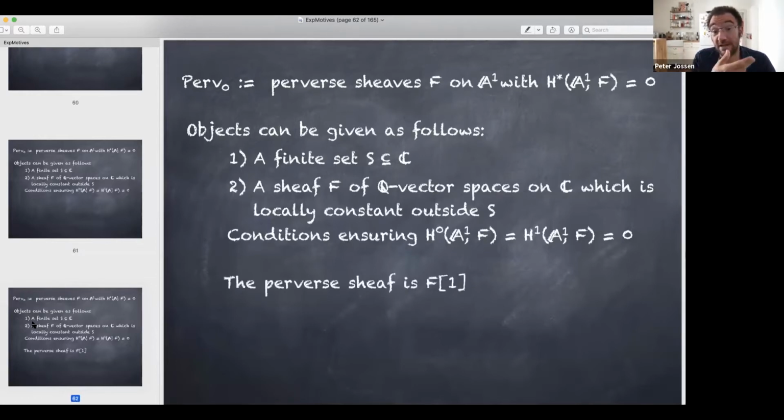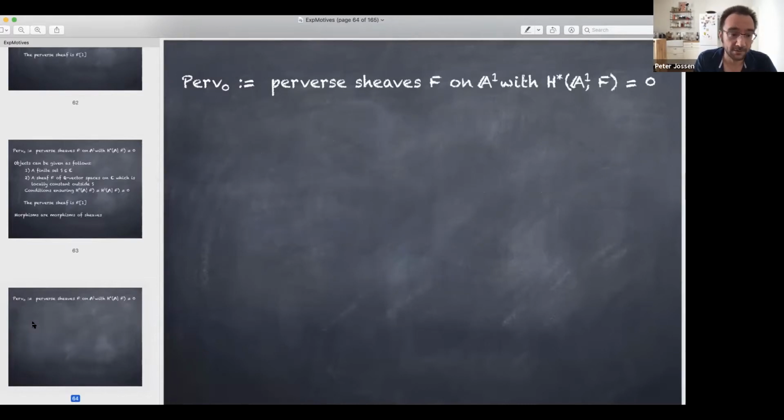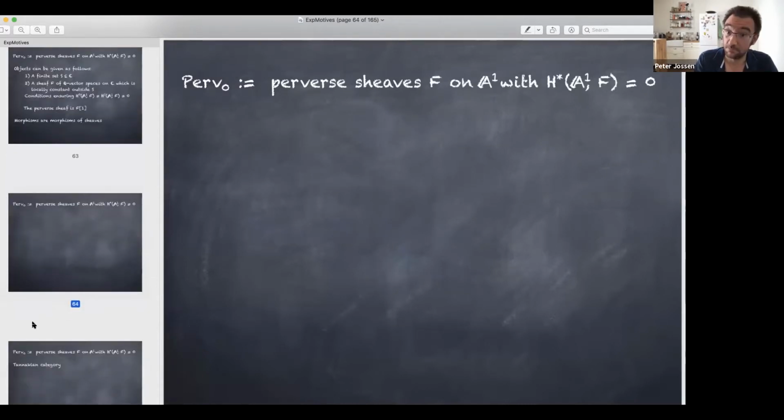Well, the actual perverse sheaf is then not the sheaf F, but the sheaf F shifted to degree -1. So think of it as a complex of sheaves. You want to put it in degree -1. Morphisms are just morphisms of sheaves. And that's the category perv 0. So it's a special type of sheaf on the complex line. And that's all I want to say about these perverse sheaves as an abelian category.